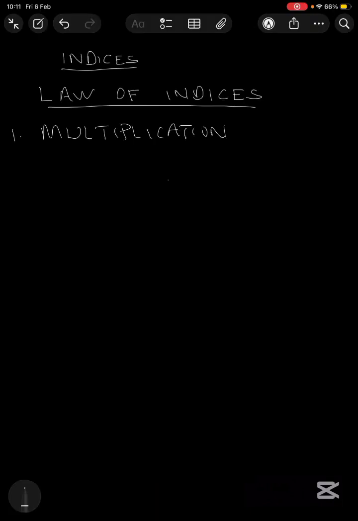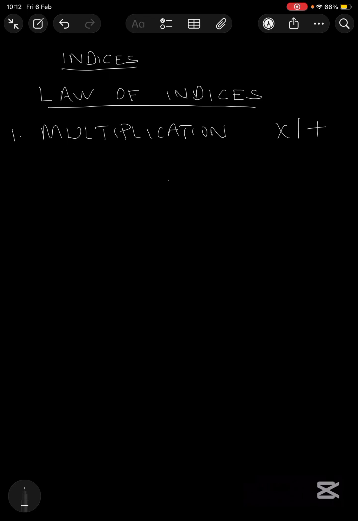Okay, so I want us to discuss indices, and under indices, we are looking at the laws of indices. Law of indices 1 is multiplication. Multiplication is the same as addition. The base must be the same. So we are looking at multiplication, and multiplication is the same as addition.